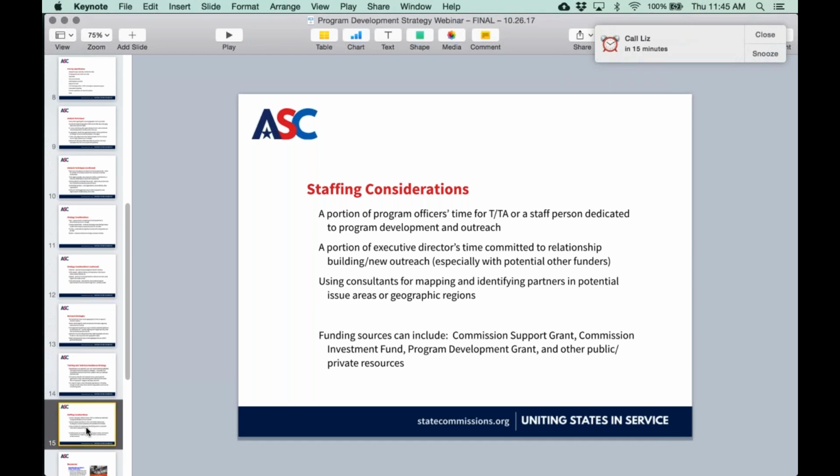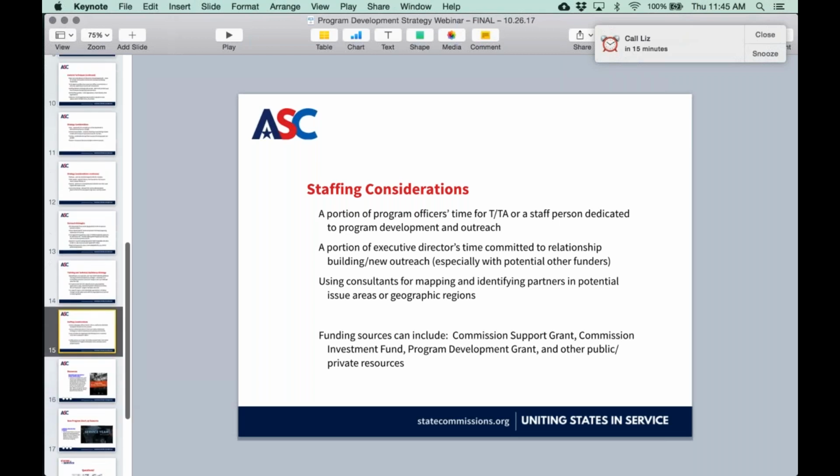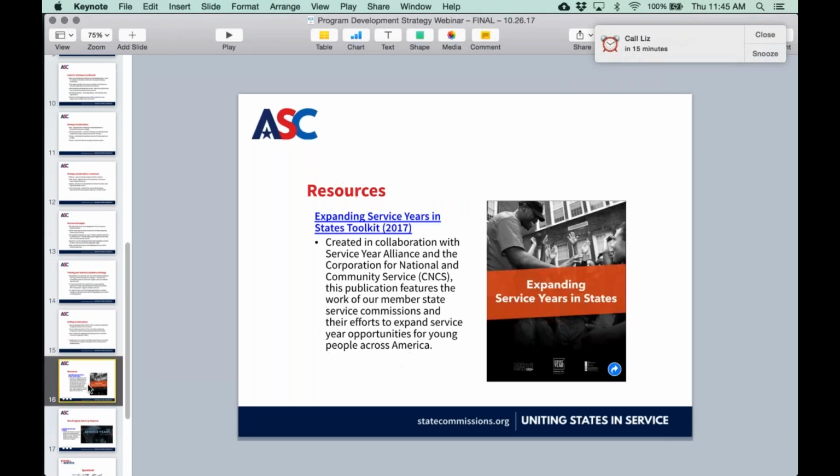So with that, I wanted to just offer up a couple of resources from our partners at Service Year Alliance that we thought would be of interest to you. Many of you are already familiar with the Expanding Service Years and States Toolkit that we released earlier this year. And what this toolkit does, and this is available on Basecamp. So if you go into Basecamp, you'll be able to find this. It's also available on the Ask website as well as the Service Year website.